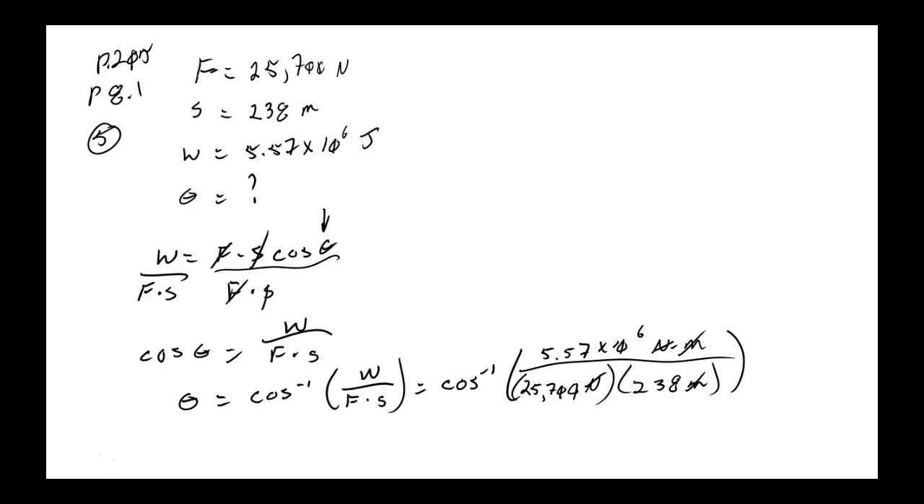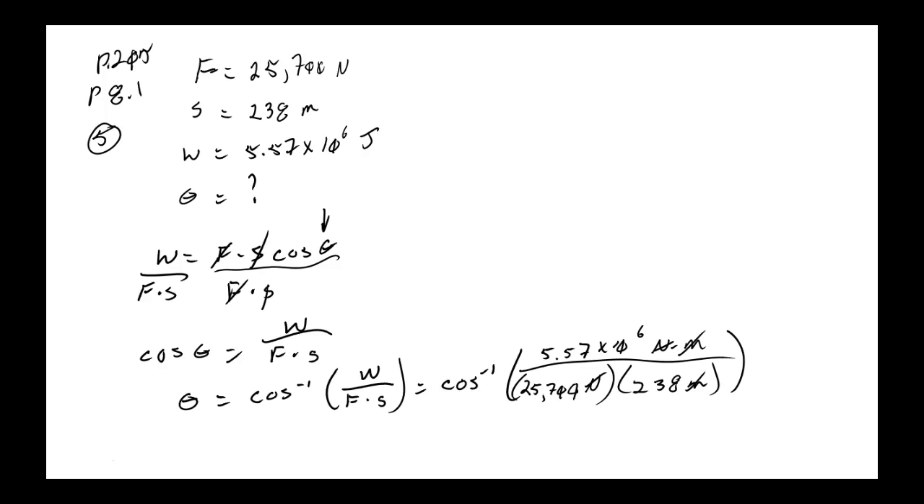See, right before that, after the division sign, that's where you open the parentheses. Then division, 25,700 times 238. Then you close the denominator parentheses. Then you close the inverse cosine parentheses. And now you get 24.4 degrees. Did you get that? 24.4. Perfect. Way to go.